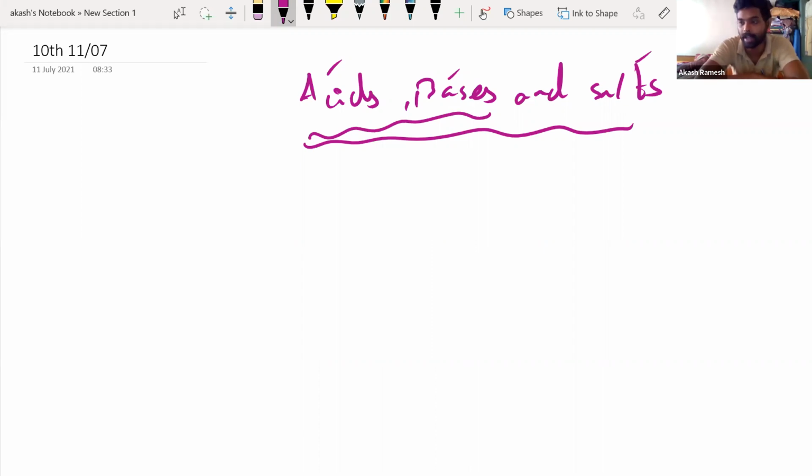What are the different types of acids, different types of bases, right? And then we'll look into the last part, how we measure the strength of an acid. Some acids are very strong, some acids are very weak. First of all, what do you mean by the strength of an acid, and how do you measure it? All these things you'll be studying.